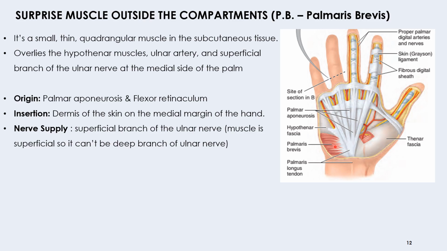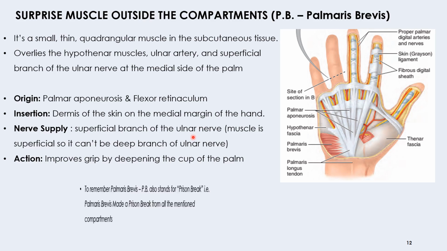It's supplied by the ulnar nerve, but this time it's not the deep branch of the ulnar nerve, it's supplied by the superficial branch, because remember we said deep calling onto deep. So since it's a superficial muscle, it will be supplied by the superficial branch of the ulnar nerve. So its action is to improve the grip by deepening the cup of the palm.